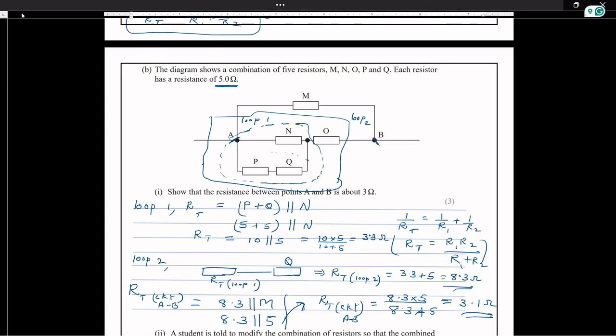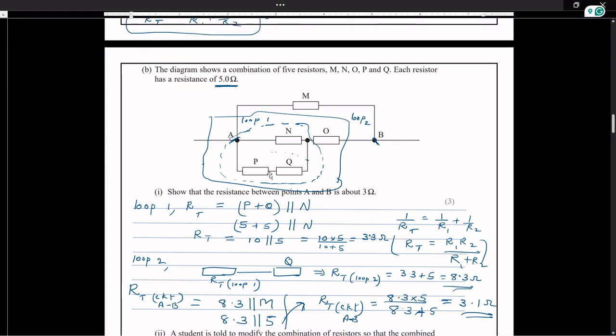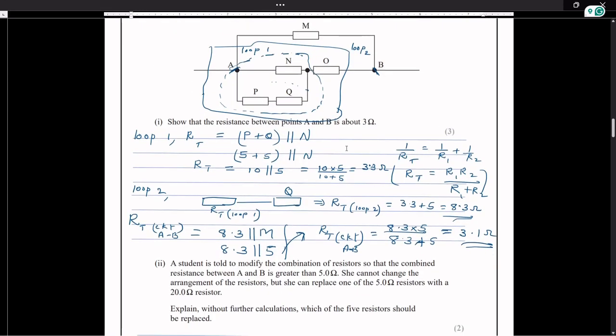So please remember, when you are calculating these types of circuits, you start with the innermost loops. In the innermost loop, actually I can take it as 3 loops. P and Q, one loop. Then P plus Q parallel N is a second loop. But I started that as loop 1, loop 2. Then that resistance is parallel to M.